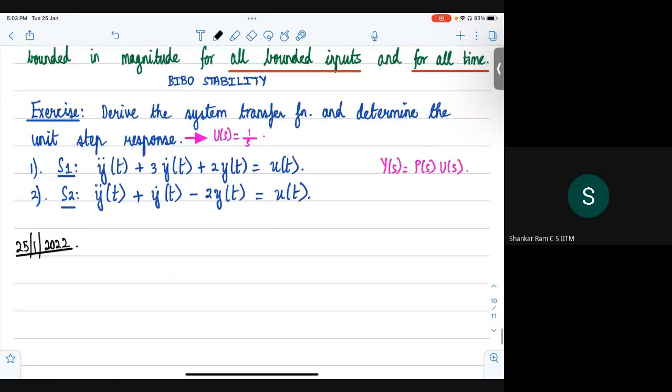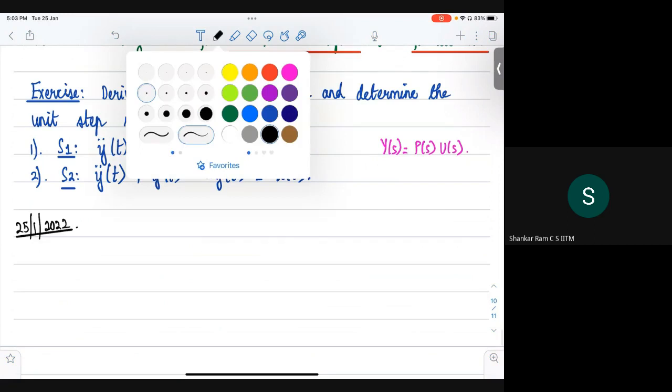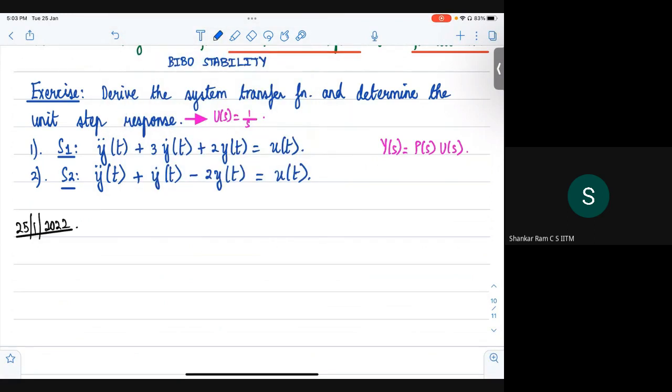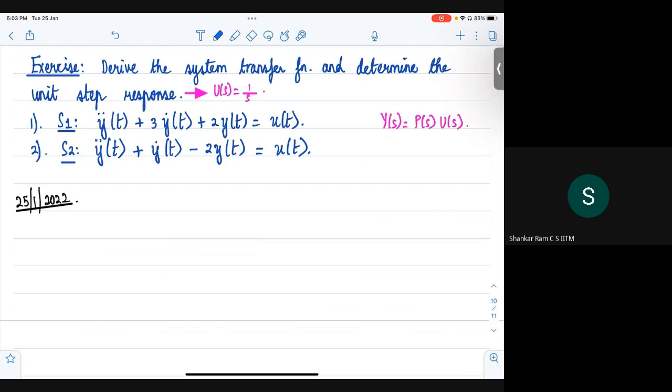And I left you with this exercise to do, wherein I gave you two systems, and then I asked you to essentially obtain the transfer functions and determine the unit step response and comment. Right. So in today's class, let's start with these two examples, and then we will do these exercises and interpret the results. Okay, from there.